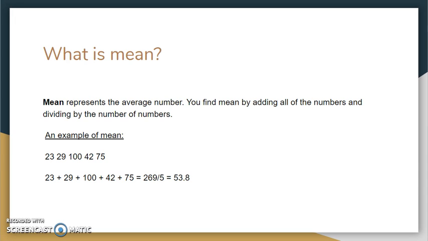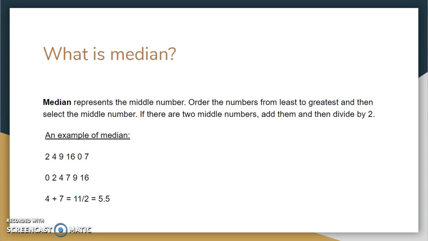Here's an example. The numbers that we are going to use are 23, 29, 142, and 75. Let's add these numbers together, giving us 269. Now we need to divide these numbers by the number of numbers. There are 5 numbers, so we need to use 269 divided by 5, which equals 53.8. That's the mean.